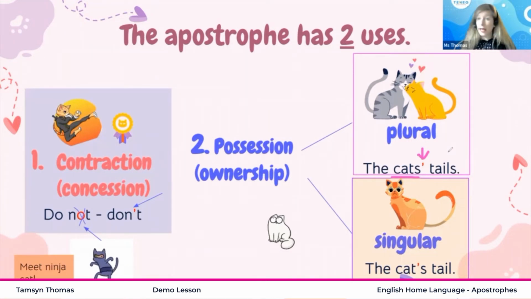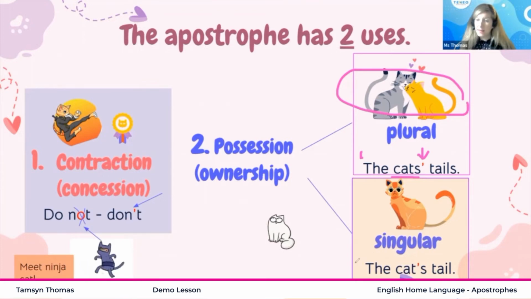You can also check using your thumb. If you put your thumb over the apostrophe and look at what is to the left of the apostrophe, that is what you're saying is doing the owning. For this first example, Apostrophe Cat can see that the tails belong to the cats. We're talking about more than one cat's tail over here.